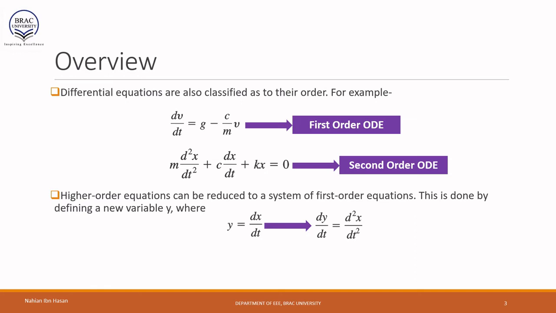So if we just substitute these values dx by dt and d square x by dt inside this second order equation with these two new terms, we will get a new equation that is actually a first order differential equation with a new dependent variable y. So we have a new dependent variable here, but the whole equation has been converted to a first order differential equation. That's how we can easily convert a second order, third order or higher order differential equation to a simple first order differential equation.